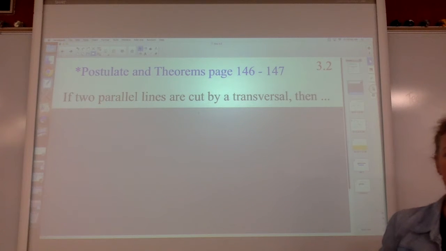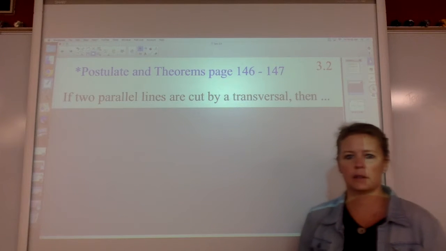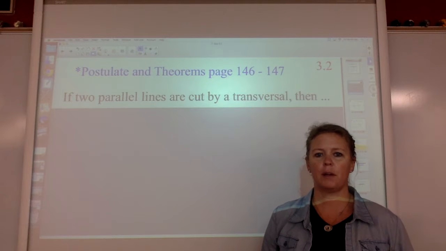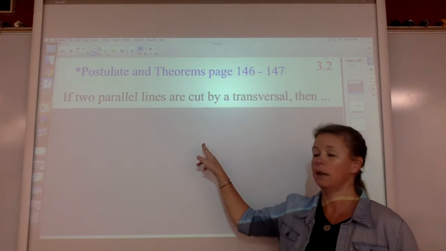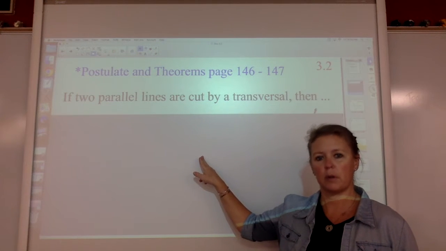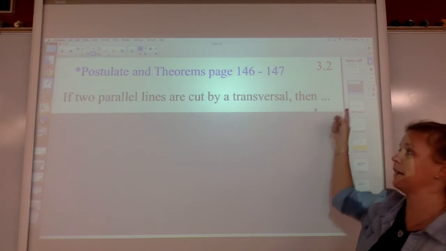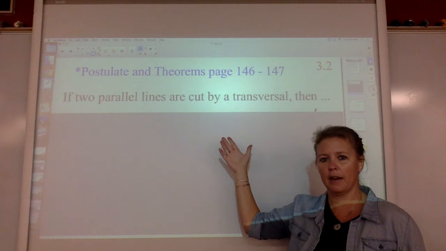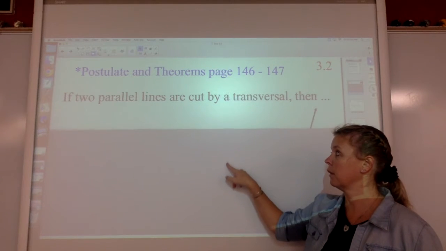So the first one starts, if two parallel lines. First of all, you have to have parallel lines. If they're not parallel, the postulate doesn't work. If those two parallel lines are cut by a transversal, which we learned the word transversal in section 1, it's important that you know your vocabulary. We're not going to repeat "if two parallel lines are cut by a transversal, then" because it's used all 4 times in each of the postulates and theorems.